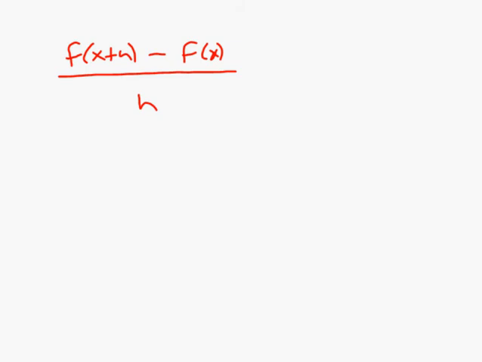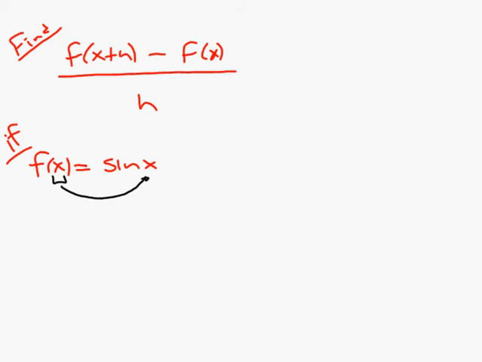Let's pretend for a minute that f of x is the function sine x. So what we're going to do is find the difference quotient if f of x equals sine x. Okay, so here we go. f takes whatever you give it and does the sine of that expression. So if I look at this piece right here, it's saying take the sine of x plus h.